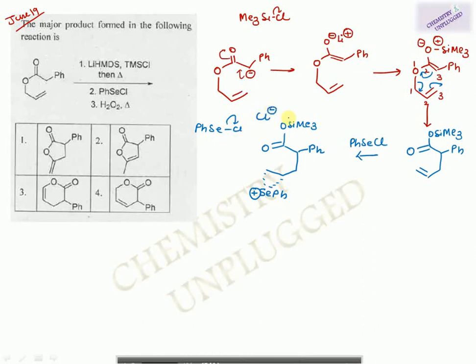It will attack like this. This bond, this negative charge will shift here. It will shift here. It can attack on this carbon or this one. It can attack in two ways, right? If it attacks here, then this bond will shift like this.